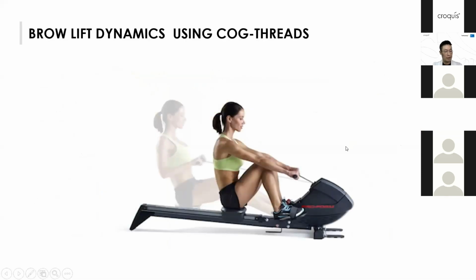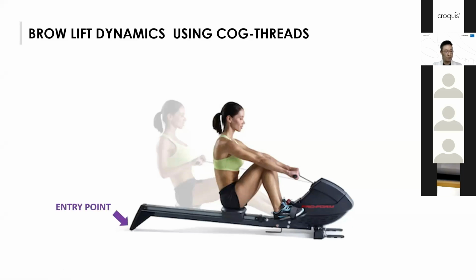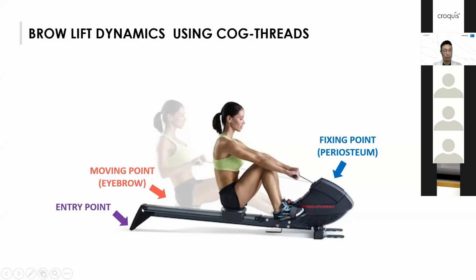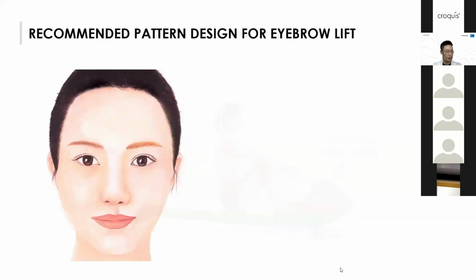It is similar to the movement of the body by this fitness equipment. Assuming that this is the entry point for the thread insertion, the moving point corresponds with the eyebrow, and the fixing point corresponds with the periosteum. So the eyebrow will move upward like this body movement.